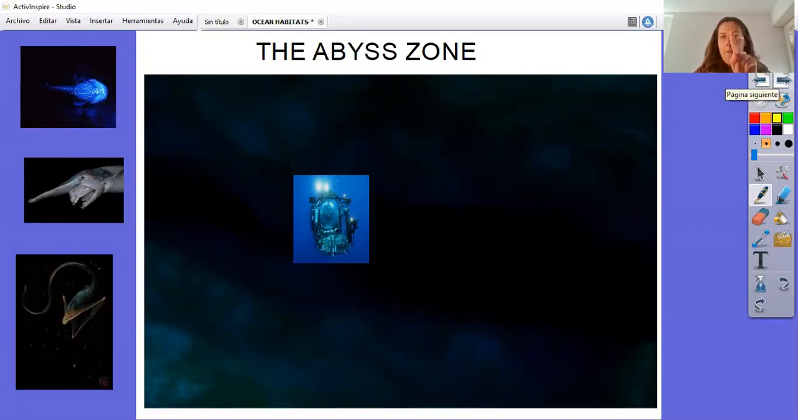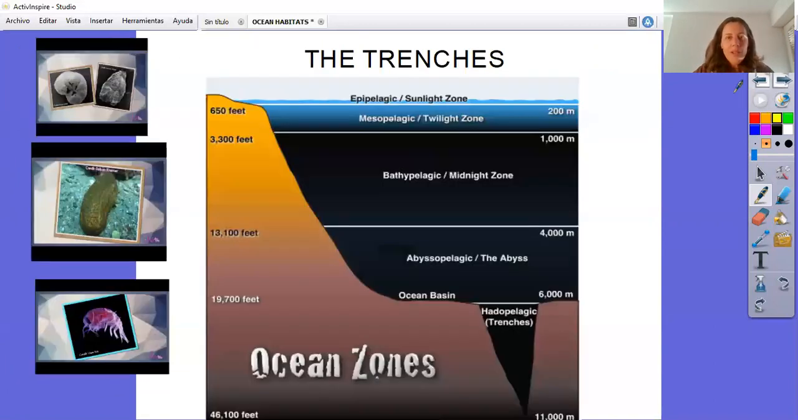Look how special these animals are. And there is one more zone, the trenches. Yes, the trenches that is here. Look, the sunlight zone, the twilight zone, the midnight zone, the abyss, and the trenches. You see, look how deep, deep, deep they are. And you can find life as well. You can find the sea cucumber, for example. It looks like a cucumber, but it lives here in the trenches. But nobody can come here.